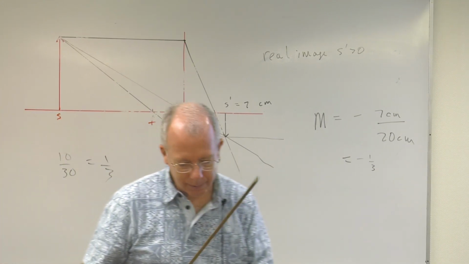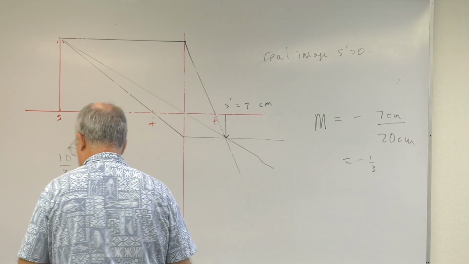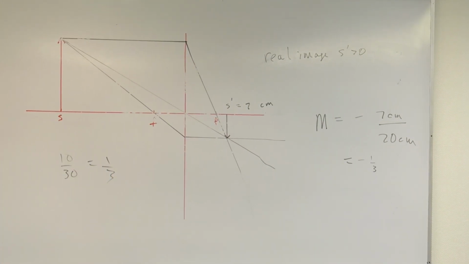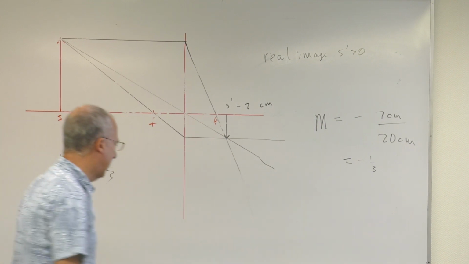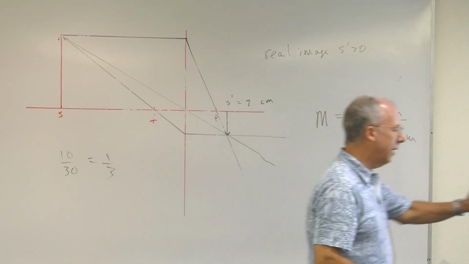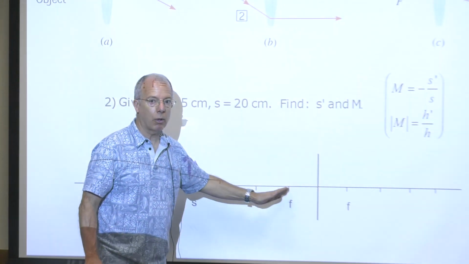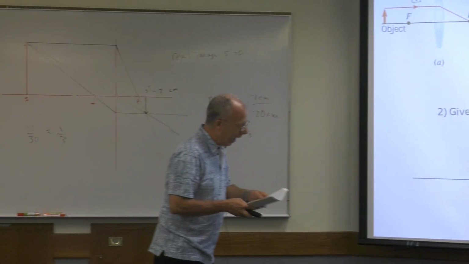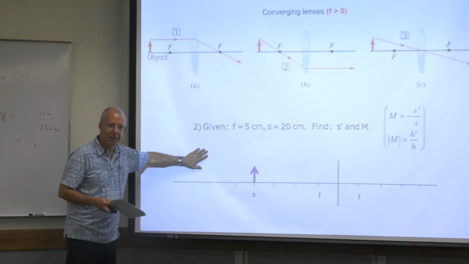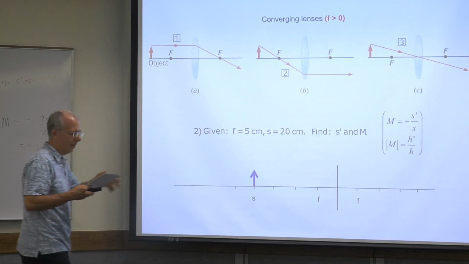Okay, now let's do a harder one. The problems where the object is outside of the focal length, those are the easy ones. By the way, I have to apologize. I wasn't supposed to do this. You were supposed to do this. So I goofed up, right? So just do it on your own, please. You got to get used to this.